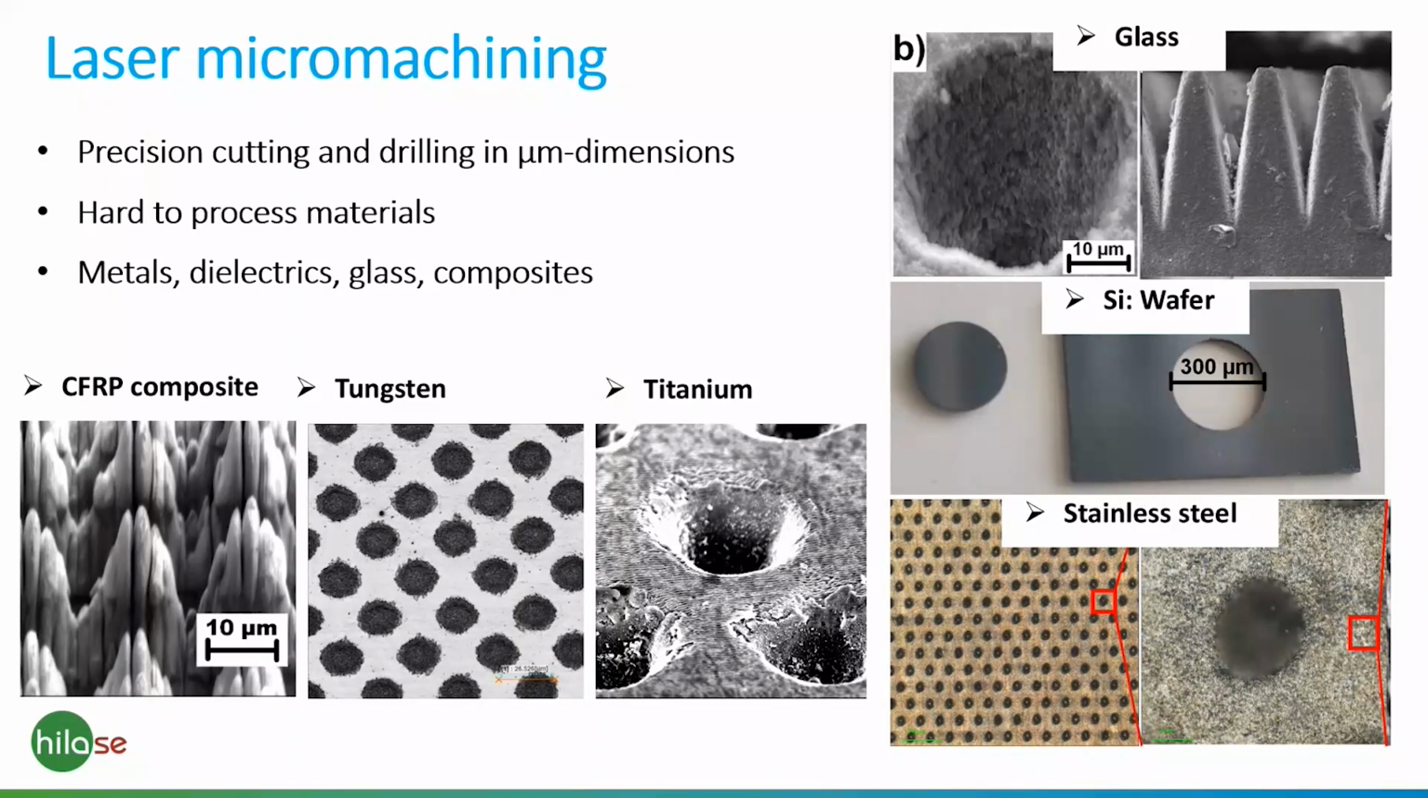But now let's jump to laser micromachining, which you can imagine as precision cutting and drilling, but in micrometer dimensions. Because we have very nice tools, I will come to that. For such precise machining, we can process even some special alloys, glass, dielectrics, silicon wafers, and even composite materials with these dimensions.